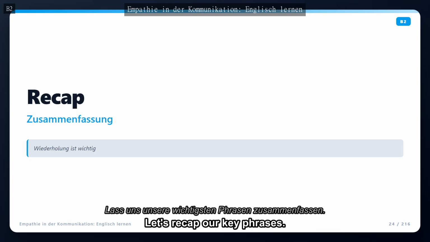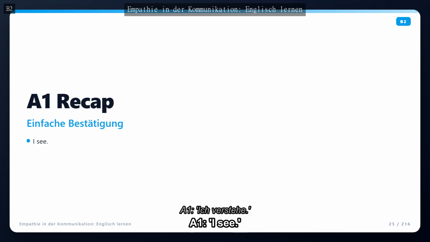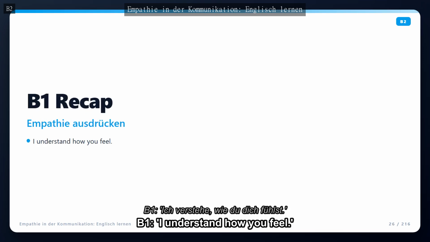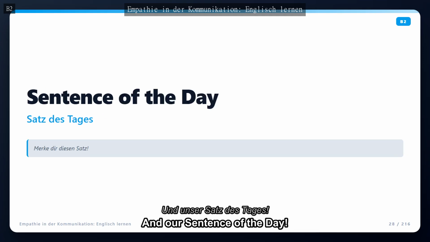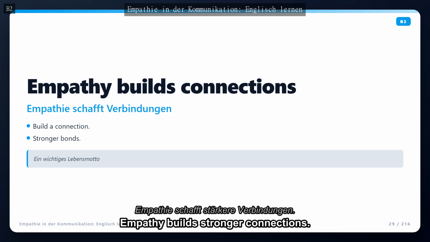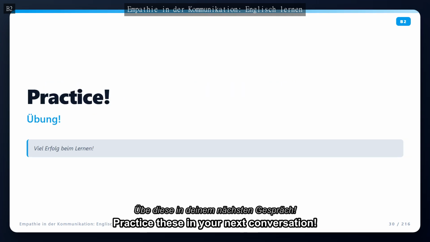Let's recap our key phrases. A1, I see. B1, I understand how you feel. B2, if I were you, I would. And our sentence of the day. Empathy builds stronger connections. Practice these in your next conversation.